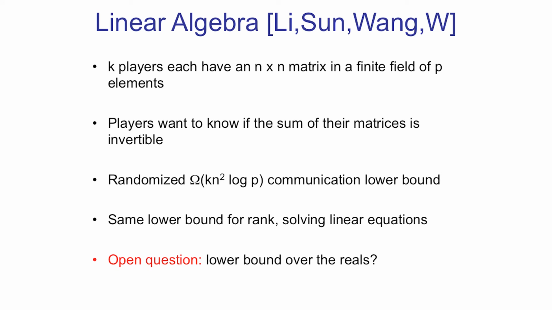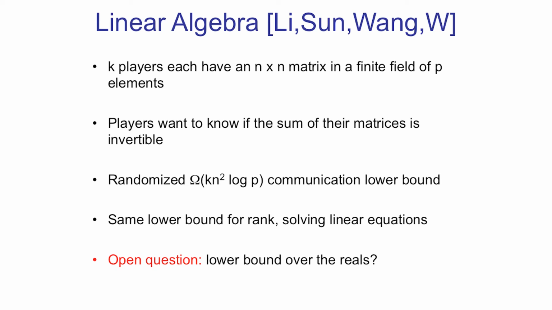There's an open question here, which is lower bounds over the reals when you impose some sort of bit complexity bound on the entries. So we don't know much about this problem at all, actually. I think there might be a k n lower bound, but we don't even know an n squared lower bound.